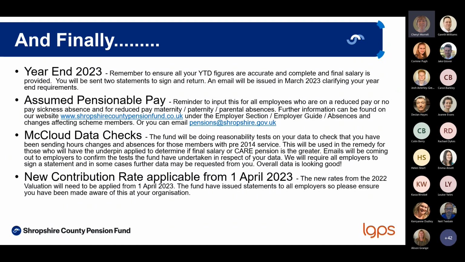The other one is a compliance statement that we ask you to sign, that you are compliant with legislation, you're deducting the correct contributions, you're sending us the pay that we require, and that you're also sending through assumed pensionable pay. This email is usually sent out between mid to end of March.